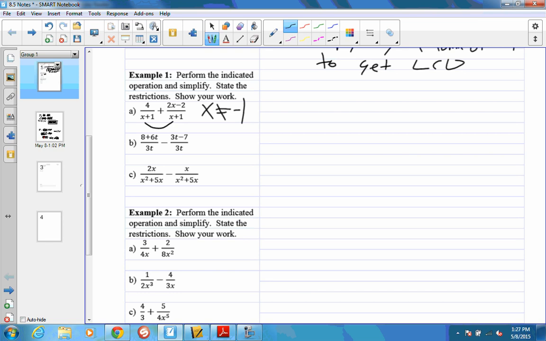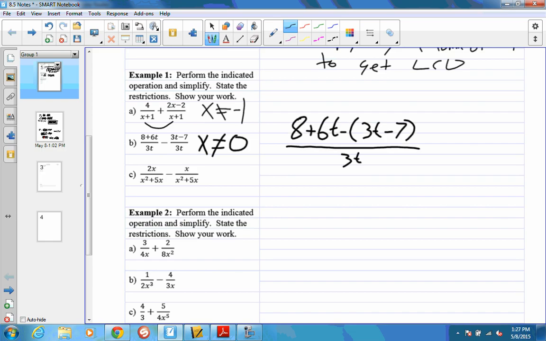Guys, way too much talking going on. So, what's my only restriction here? Can't equal 0. Good, so now we don't add, we're subtracting. So guys, when we're subtracting, this is why the parentheses are very important. 8 plus 6t minus, and then I'm going to put that in parentheses, 3t minus 7 over 3t. I need to take that minus sign, distribute it here, and distribute it here, right? So this becomes 8 plus 6t minus 3t plus 7.